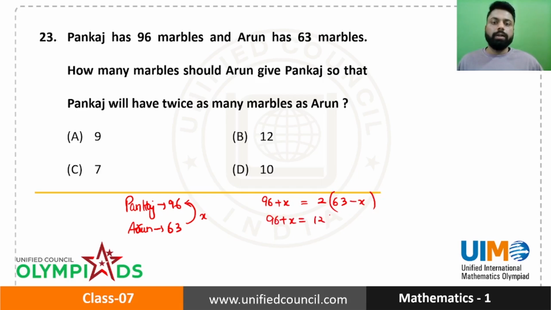96 plus X is 126 minus 2X. 3X is equal to 126 minus 96. 3X is equal to 30, or X is equal to 10. So D option is the correct answer.